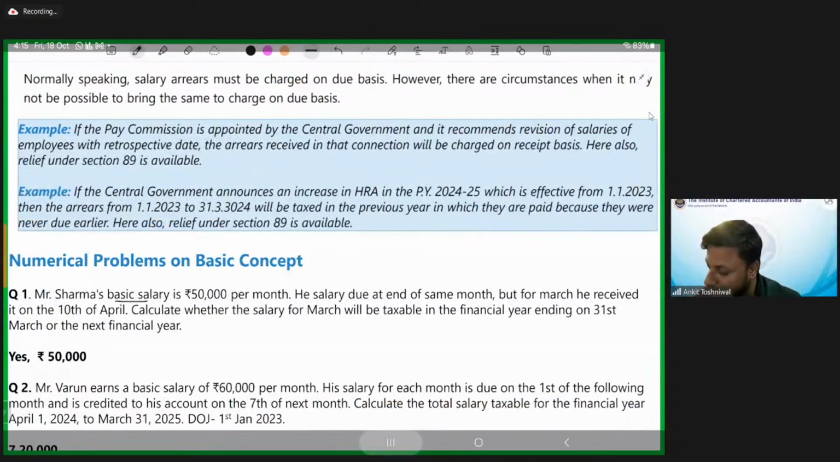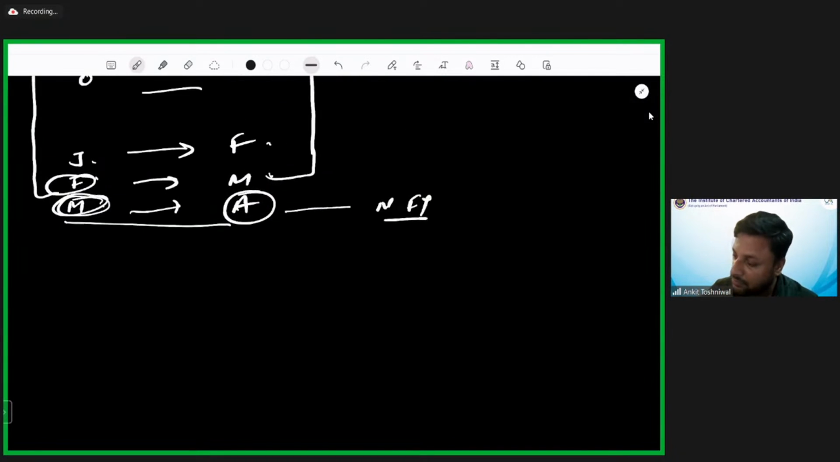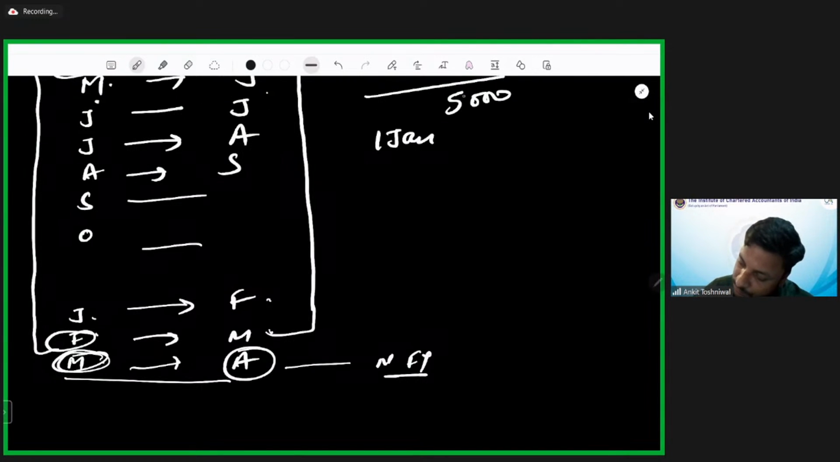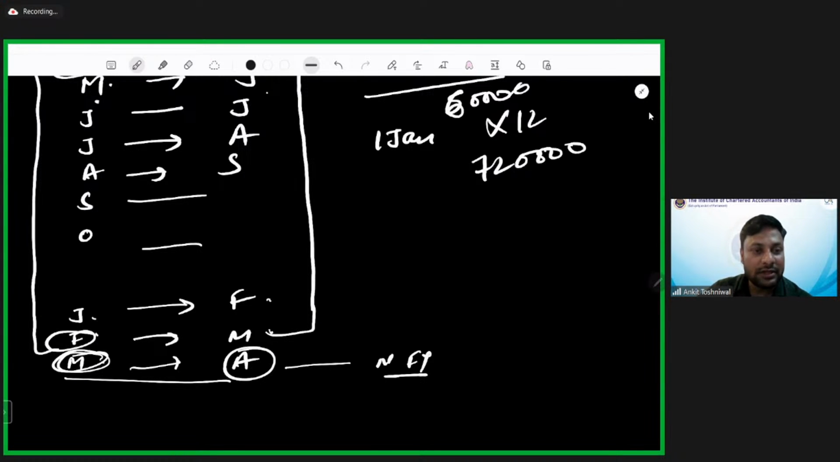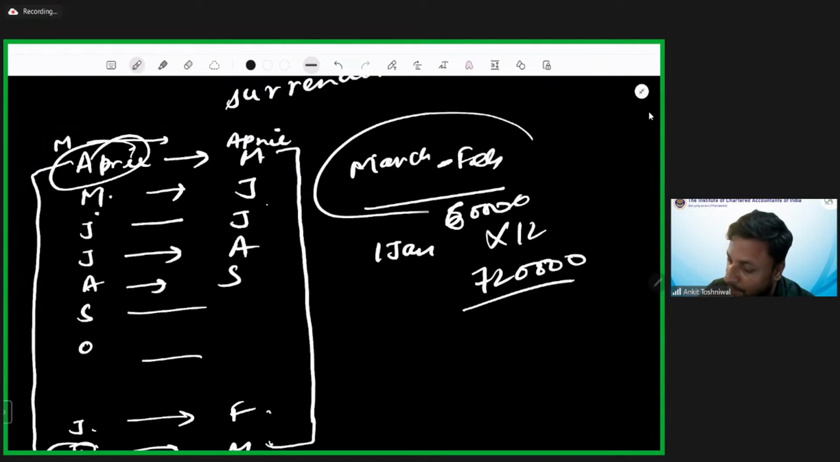60,000 per month. That is okay. In this example, it amounts to 7,20,000. That is correct. But what I want to tell you is, if a salary is due and received both in the next month, then we will cover the salary from March to February. This is the main point.